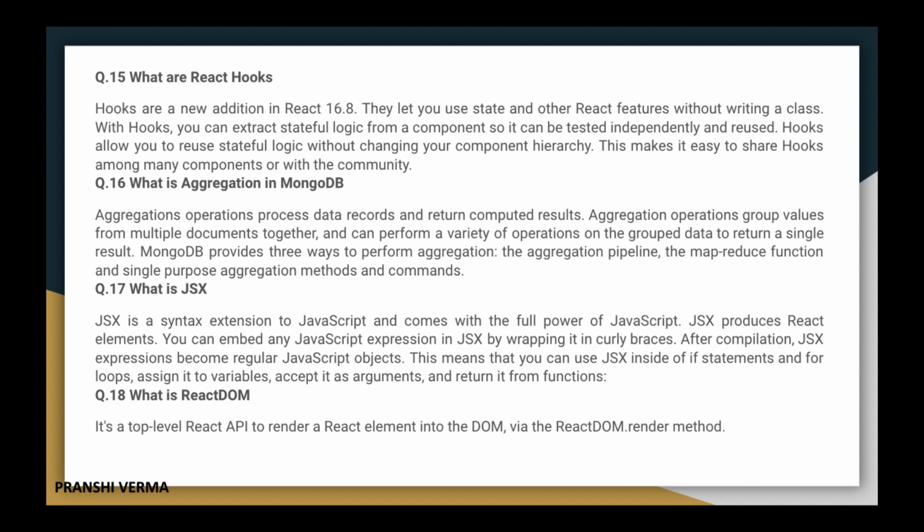Aggregation in MongoDB is a powerful and flexible tool for data processing and analysis. It allows you to perform complex data transformations and analysis on large collections of documents in a fast and efficient way. Next question is, what is JSX?